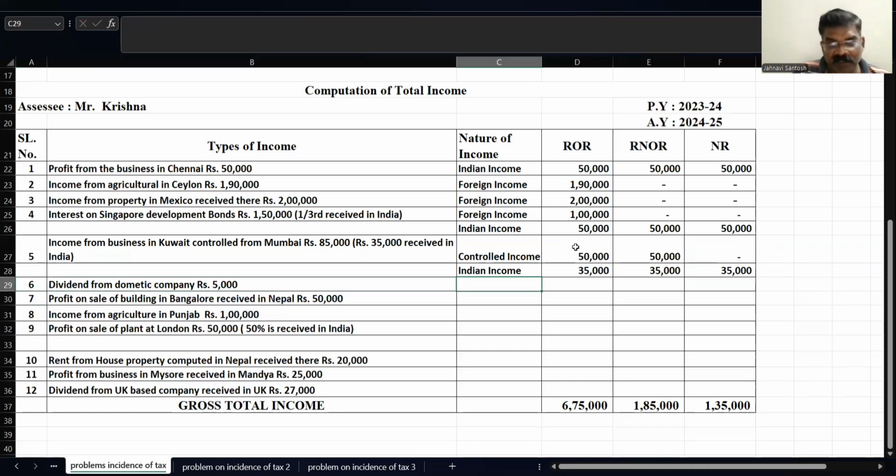Dividend from a domestic company, rupees 5,000. Any dividend which is received inside India, here from a domestic company, that is an Indian company, is taxable in all the cases. I write it as an Indian income, and 5,000 is taxable in all the three cases.